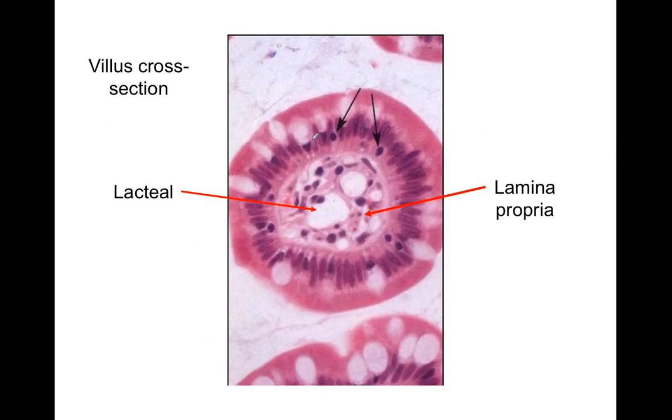As I said, this is the epithelium on the outside. The center here is the lamina propria, which is typical loose connective tissue. It contains fibroblasts, mast cells, blood vessels, and also a single blind-end tube, which is the lacteal.